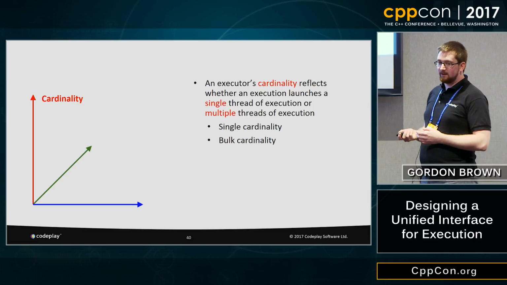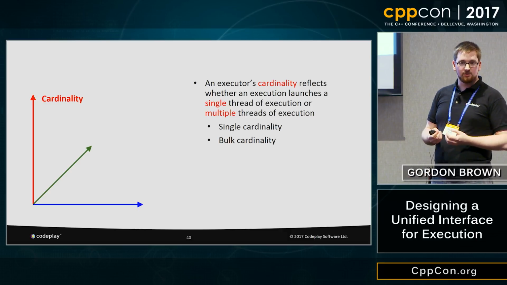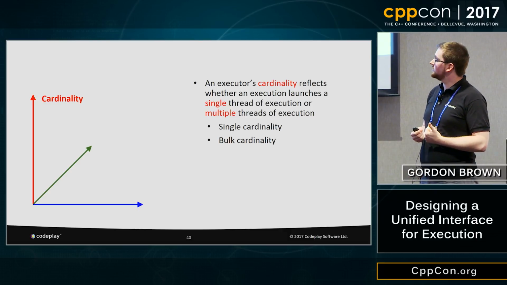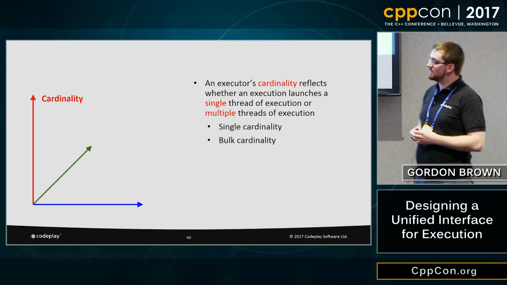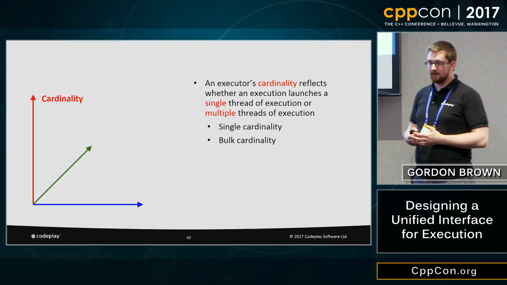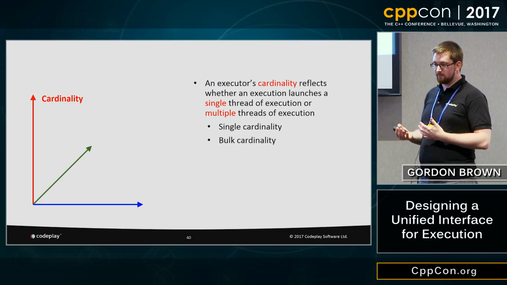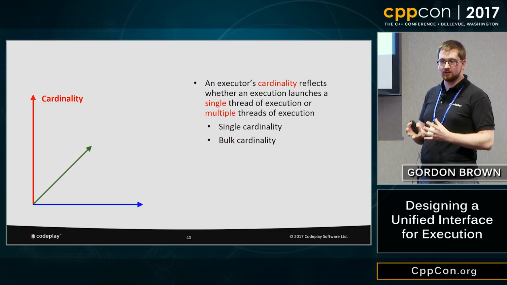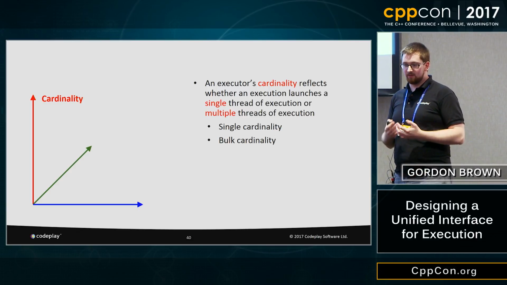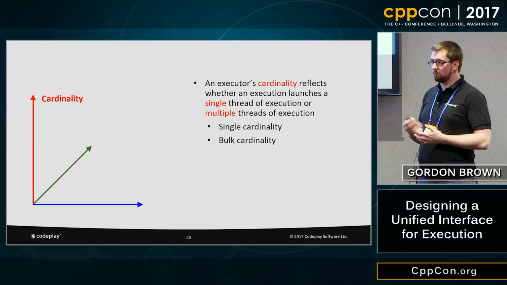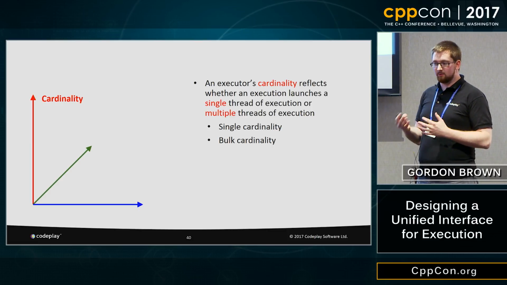The first one is cardinality. This describes whether an execution function executes a single execution agent or multiple execution agents in bulk. The single cardinality use case comes from control structures such as invoke and async, where you want to do task parallelism. You want to execute a single task once and maybe synchronize with it. The bulk cardinality comes from the use case of the parallel algorithms or heterogeneous distributed computing, where you want to launch multiple execution agents in parallel and maybe parallelize them or vectorize them.